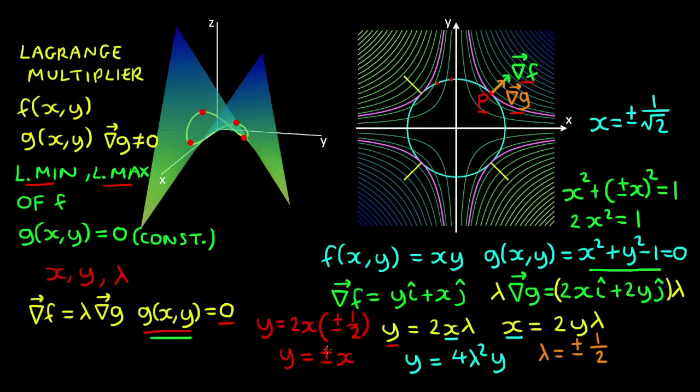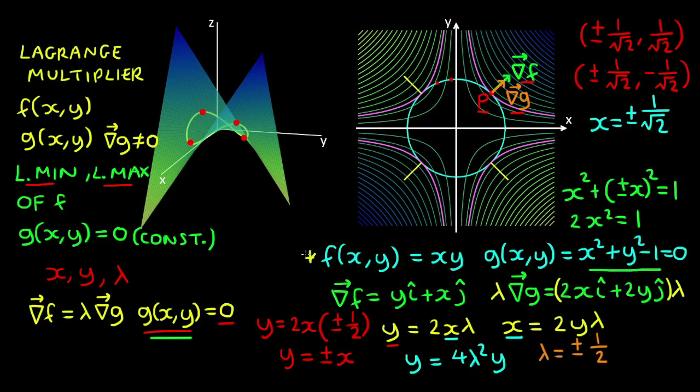And given y is plus or minus x, then what we get are 4 points on this circular curve that are local minima or maxima. So these are x is equal to plus or minus 1 on root 2, and y is positive 1 on root 2, and the other 2 points are x equals plus or minus 1 on root 2, and y is negative 1 on root 2.